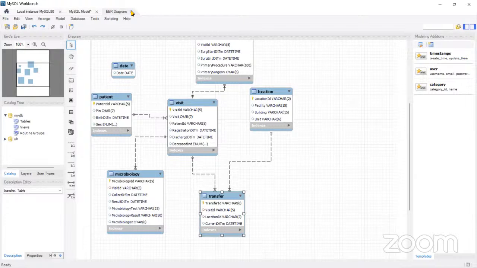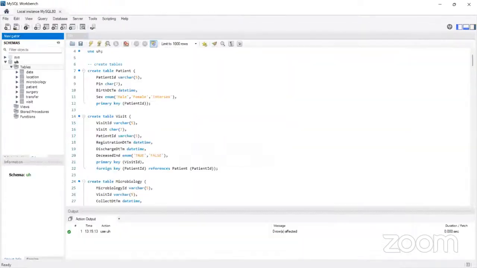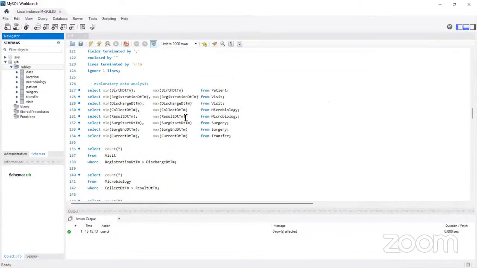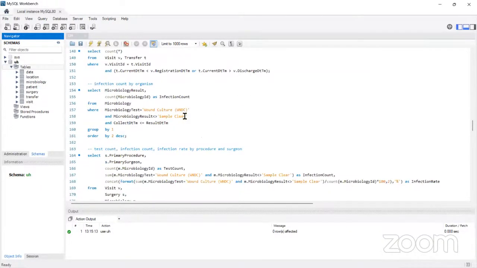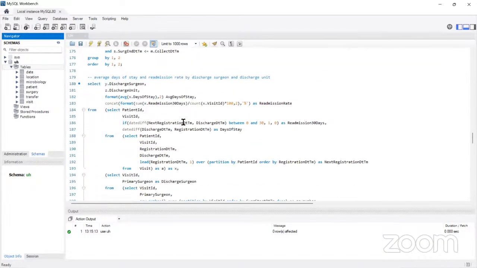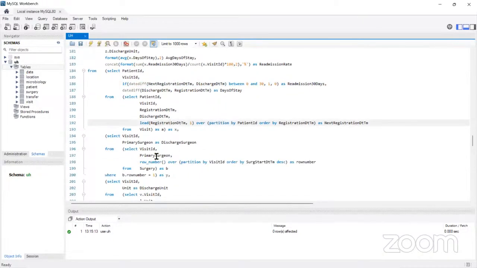So after that, solving the problem becomes easy. We do use window functions, for instance. So let's say the readmission rate. So you need to do something like this. Actually started from here. What is this? So window function is a function over window, right?